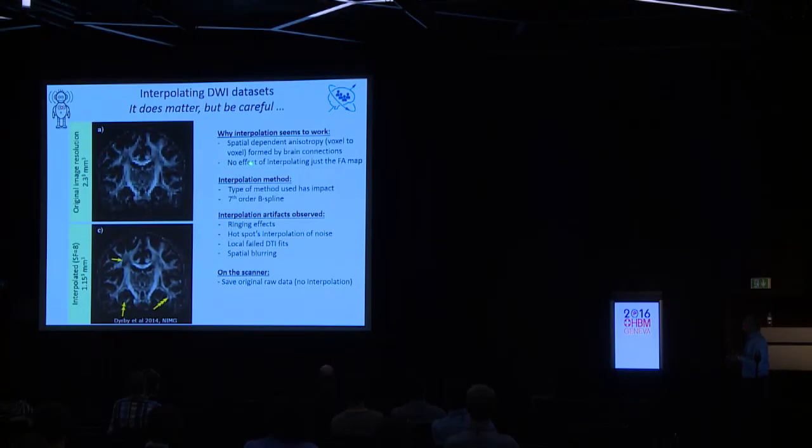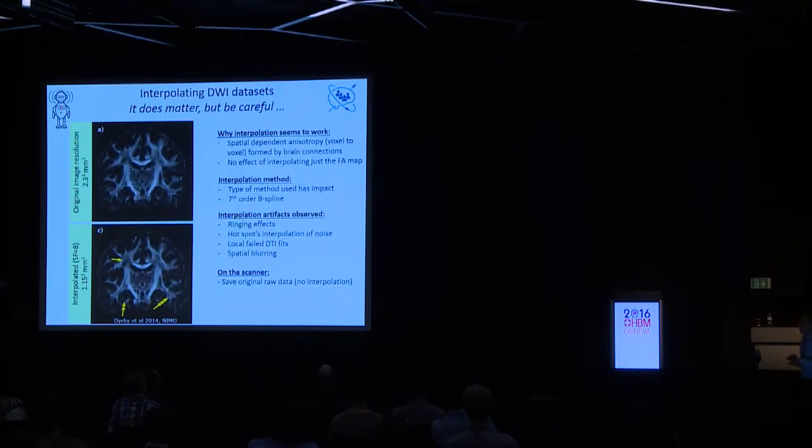But why is it that it works? It's because we have a spatial dependency of the anisotropy from voxel to voxel, due to the brain connections that connect the different brain regions. It's this directionality that introduces the additional information. Therefore, you do not gain any effect from just interpolating the raw FA map, because there is no directional information. The interpolation method used has impact, and you should go to a higher order one if you want to gain something from this. But there are also a lot of interpolation artifacts you can observe.